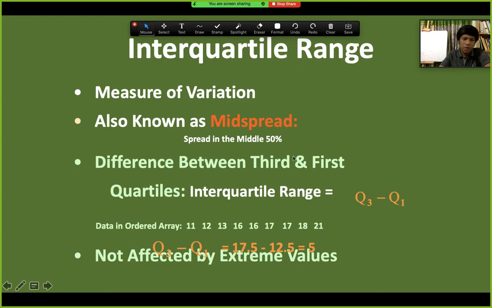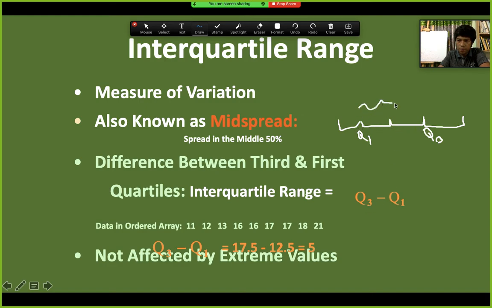Interquartile range. The interquartile range is the difference between quartile 3 and quartile 1. This is a measure of variation, also known as the midspread: the spread in the middle 50%. This is the first 25%, this is the second 25%, this is the third 25%, this is the fourth 25%. So Q1 is here, Q2 is here, Q3 is here. Between Q1 and Q3, that is Q3 minus Q1.